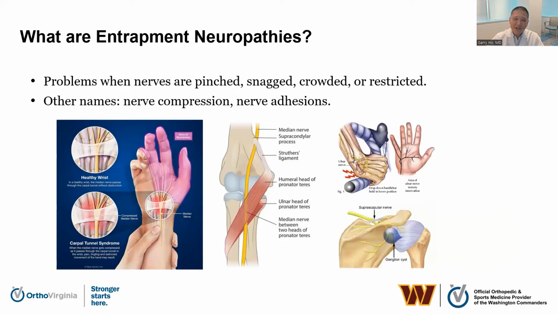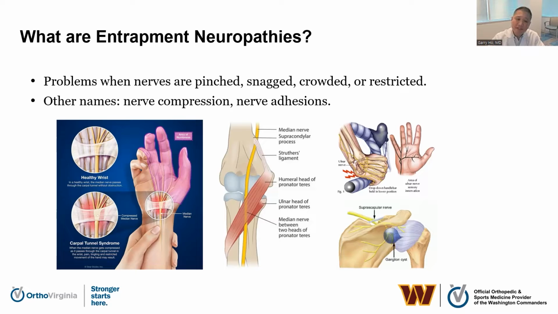Next slide, please. So what are we talking about? Entrapment neuropathies is sort of the umbrella term for a host of different nerve problems. These problems exist when nerves are pinched, crowded, snagged, or restricted. Some of those terms may sound familiar. Pinched and crowded means that the nerves don't have as much room. The snagged and restricted, I'll explain a little more with another video in a moment. Entrapment neuropathies has other names as well. You'll hear other terms like compression neuropathies, nerve compression, or pinched nerves. And this is, again, a wastebasket term for multiple other flavors of nerve conditions.